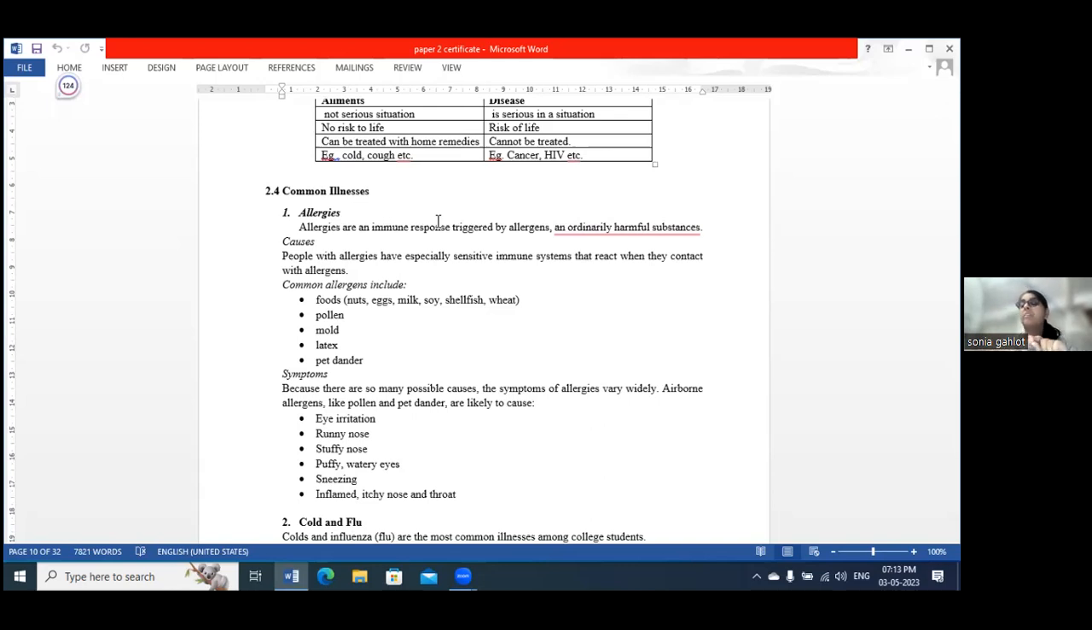Symptoms are the reaction of those diseases jo hamari body show karegi. But whatever reaction our body shows is the symptom of that particular disease or illness. So we will be talking about the illness, then we will be talking about what happens in that illness. So all this will be done in today's chapter.